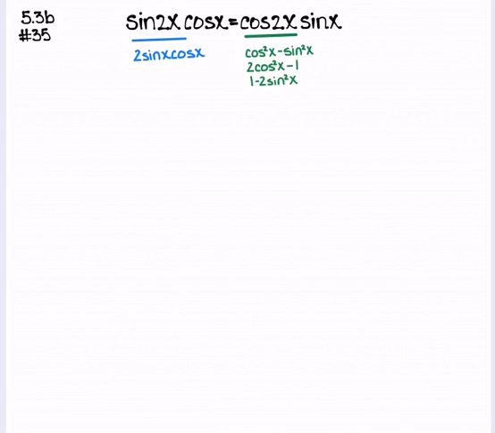In blue, I have written the double angle formula for the sine of 2x, and in green, I wrote the double angle formulas of cosine of 2x. There is only one option for the sine of 2x. Since there is only one option for the sine of 2x, I'll make the substitution for sine of 2x, 2 sine x cosine x. I still need to decide what I want to substitute in for cosine of 2x.